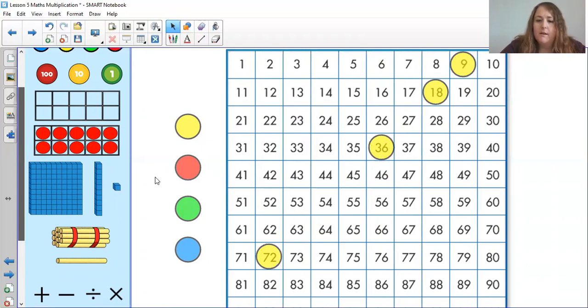Then what else do I know? So I'm going to go straight to my 10 times table. 10 times 9 is 90. I'm going to pop that in my green counter. And if I know 10 times 9, I know 5 times 9 because I'm using that halving technique. I'm going to pop that on 45. Excellent. Okay, I'm then going to use a different color again.